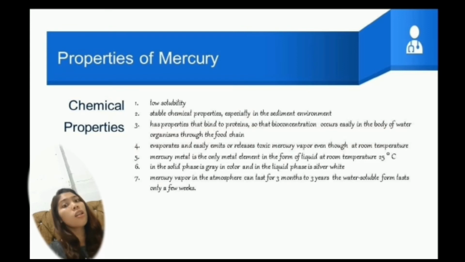Sixth, in the solid phase it is gray in color. In the liquid phase it is silver white. Jadi perbedaannya ketika dalam wujudnya yang padat, dia berwarna abu-abu. Tapi ketika dalam wujudnya yang cair, dia berwarna perak keputihan. Seventh, mercury vapor in the atmosphere can last for 3 months to 3 years. The water-soluble form lasts only a few weeks.